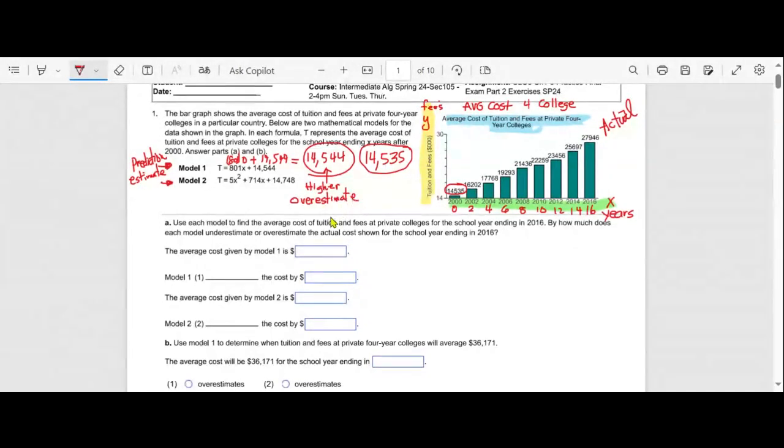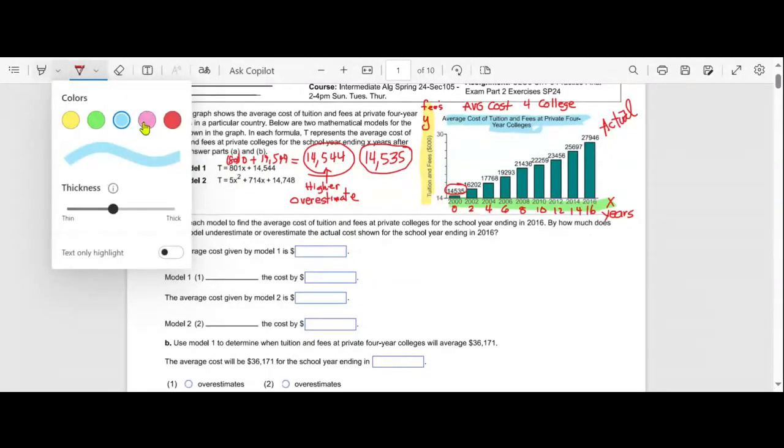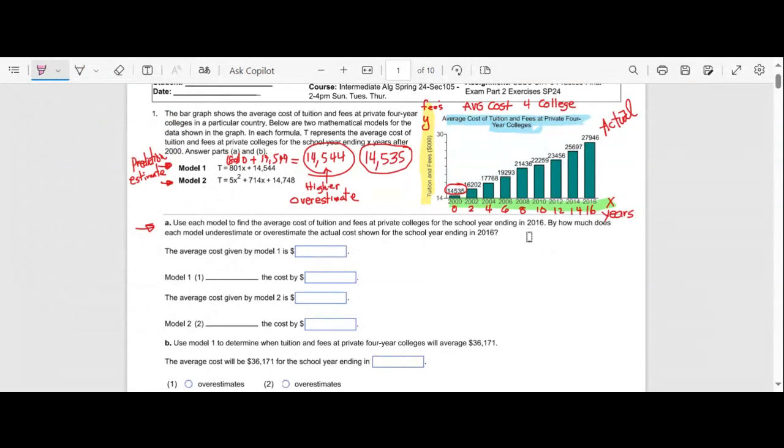Is this clear, Muhammad? Yes, Doctor, clear. Continue, please read the requirement. A. Use each model to find the average cost of tuition and fees at private colleges for the school year ending in 2016. By how much does each model underestimate or overestimate the actual costs shown for the school year ending in 2016?